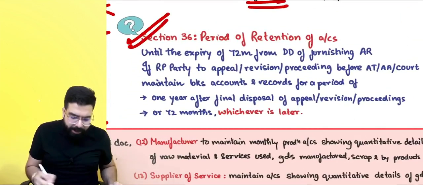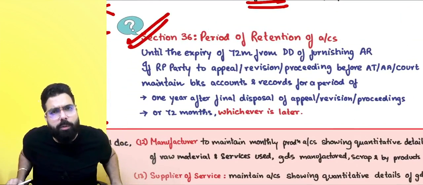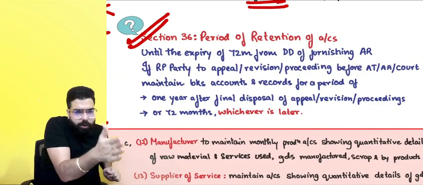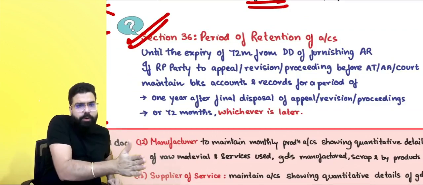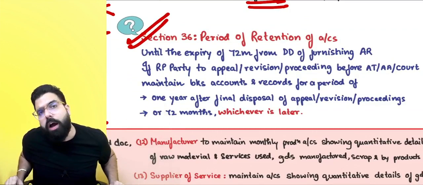Sir, what is the period of retention of accounts? Always remember it is 72 months. So for this year, from the due date of the annual return, even if it is extended, for 72 months you have to maintain your accounts and records.